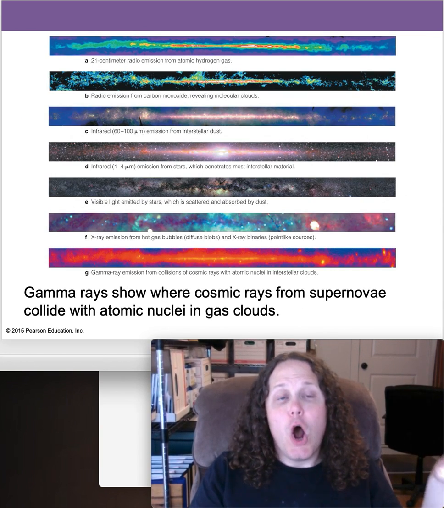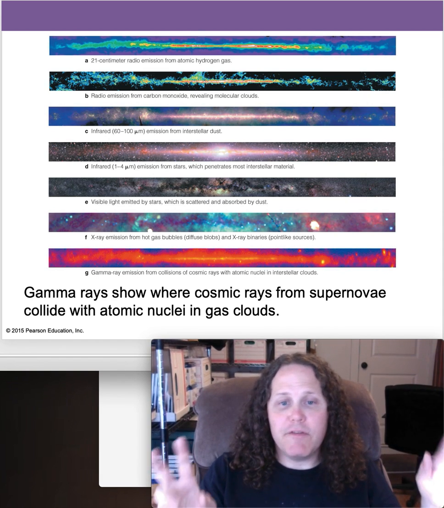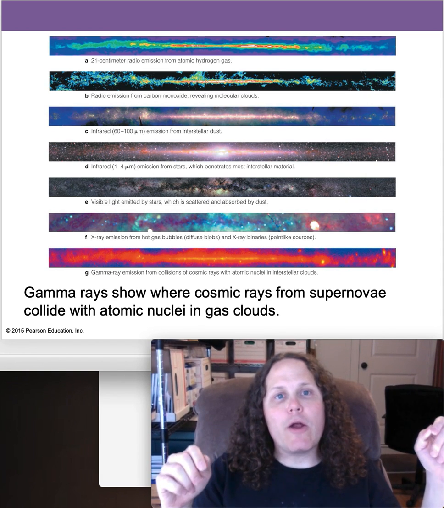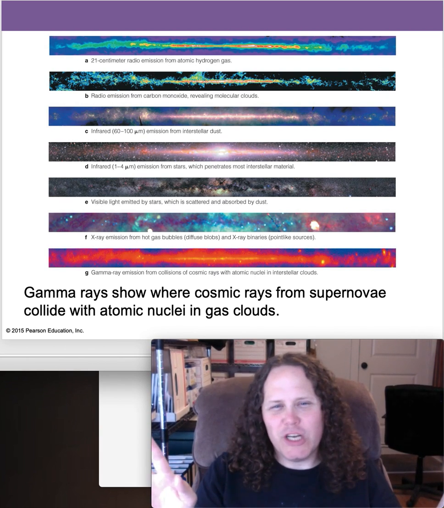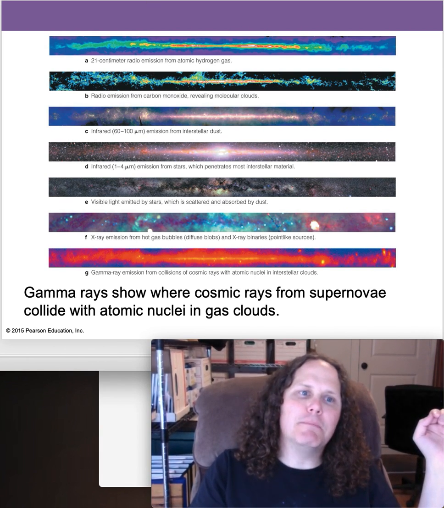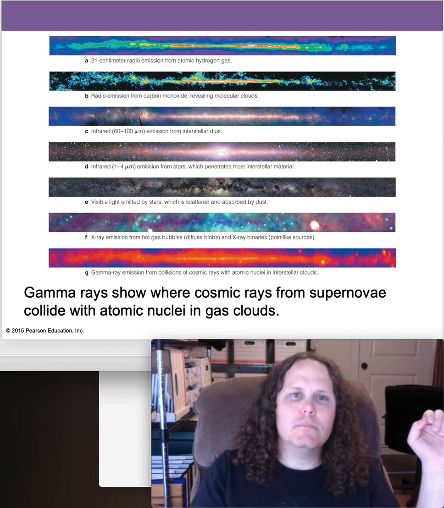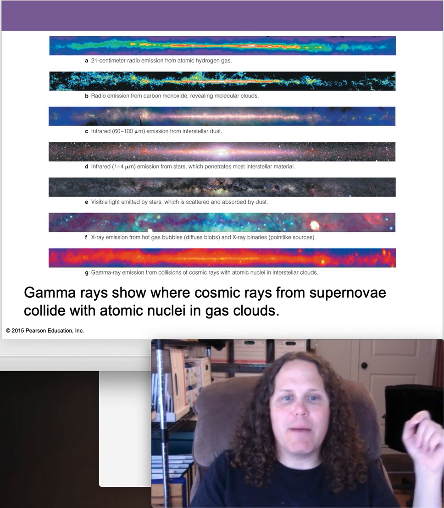Gamma rays are the most powerful photons that have yet been discovered. They tell us where nuclear reactions are happening in space, usually with energy left over from supernovae. Those are at the bottom, the gamma rays.